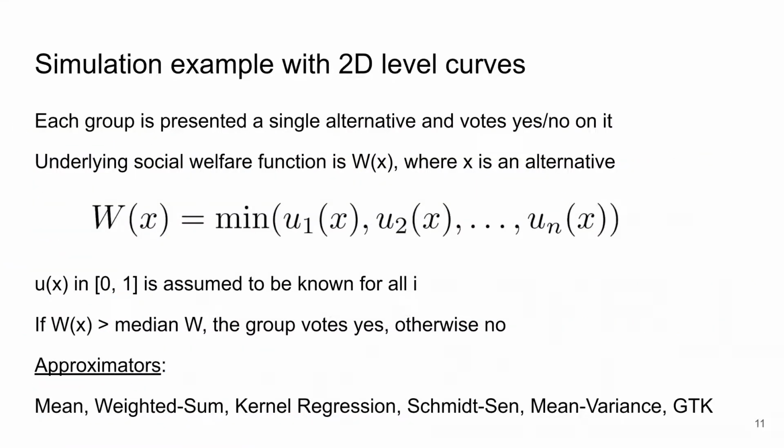In 2D, we'll look at level curves in a simulation. Each group is presented a single alternative and votes yes or no on it. The underlying social welfare function here is going to be the min, where x is the alternative or the social state. U of that social state is between 0 and 1. It's assumed to be known for all decision makers. If the social welfare function is greater than the median of the social welfare functions in the simulation, the group votes yes, otherwise no.